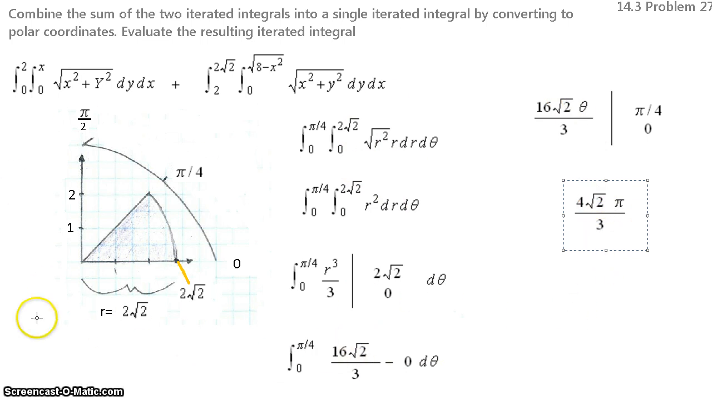The real meat of the problem for this one is this step right here, bringing the sum of these two iterated integrals into this, and then bringing this into the integral that we can evaluate in polar coordinates. So again, this is our answer. Hope it was at least a little helpful. And that's it. Thank you.